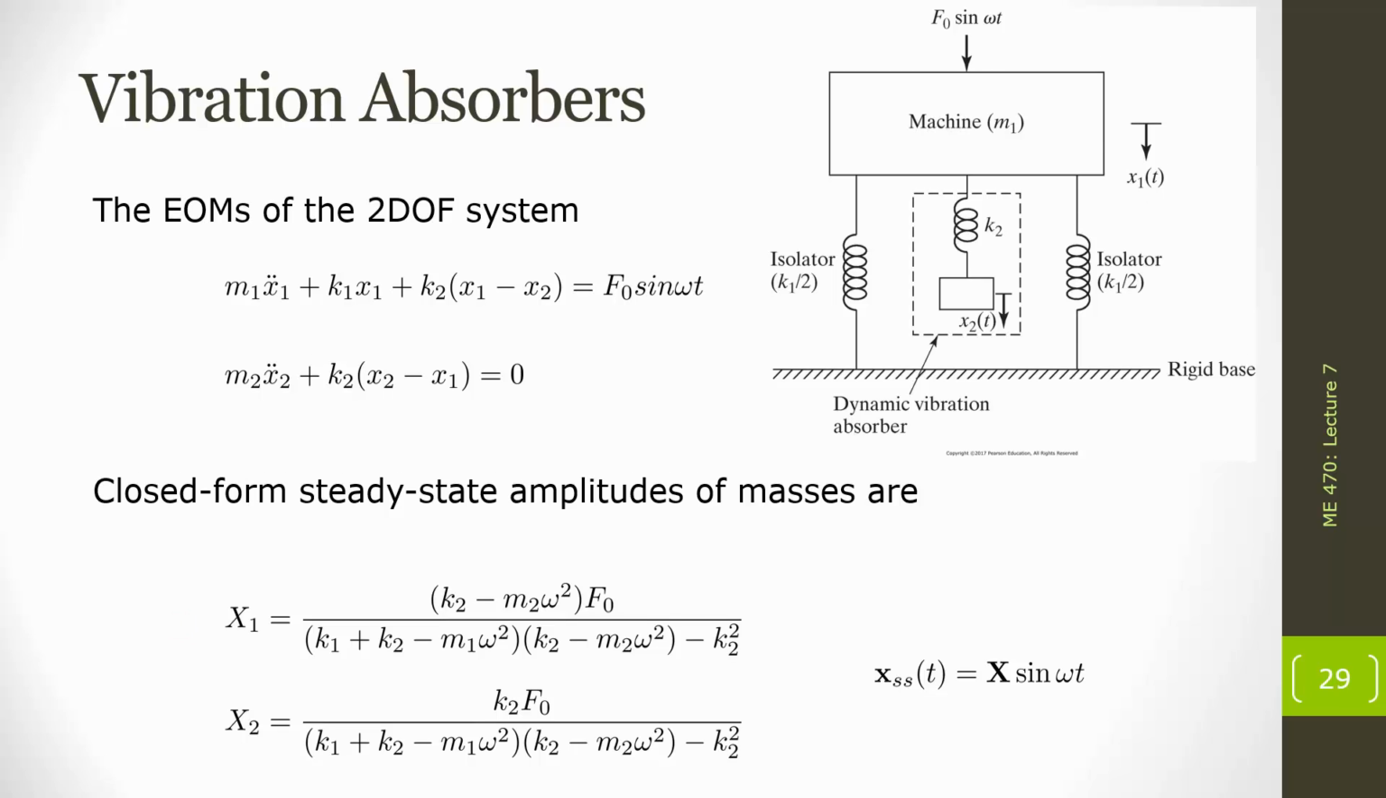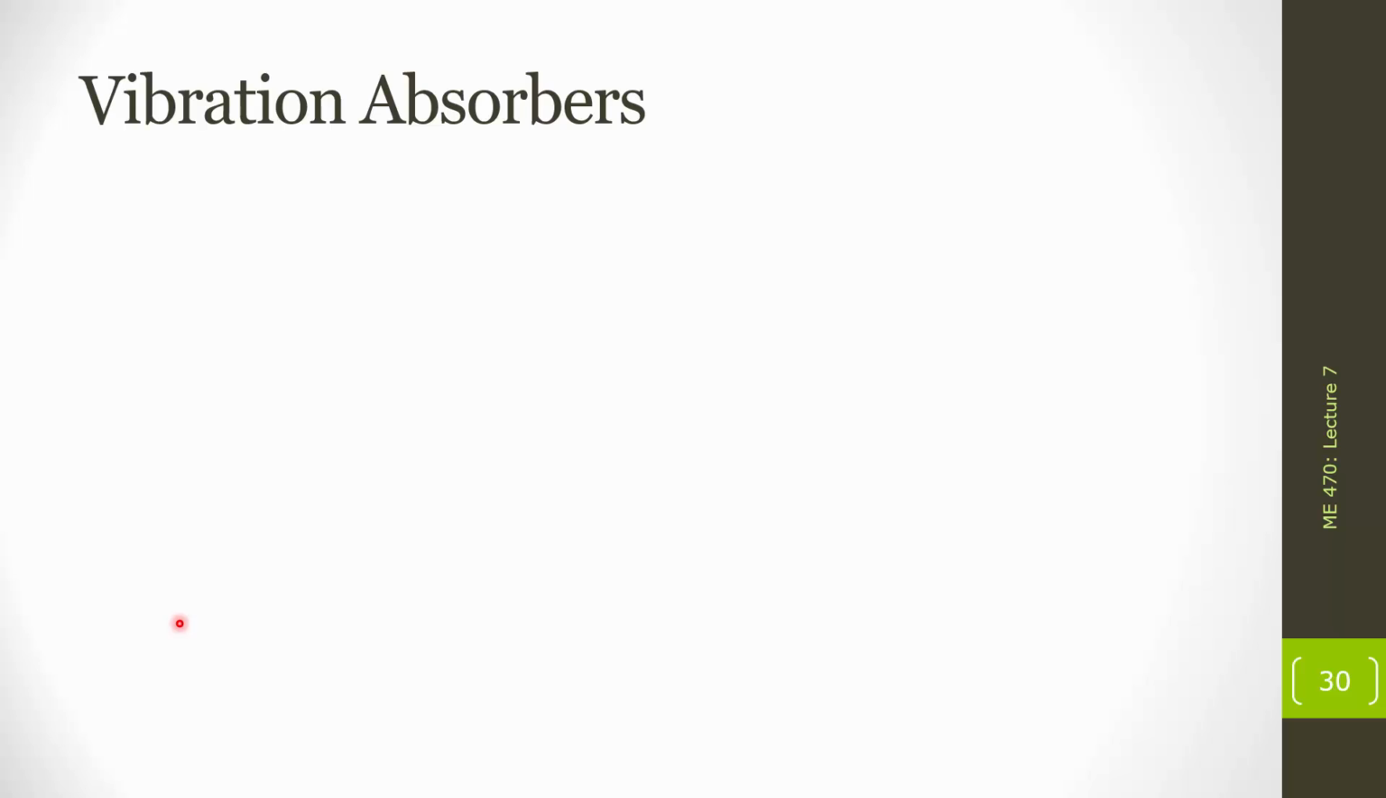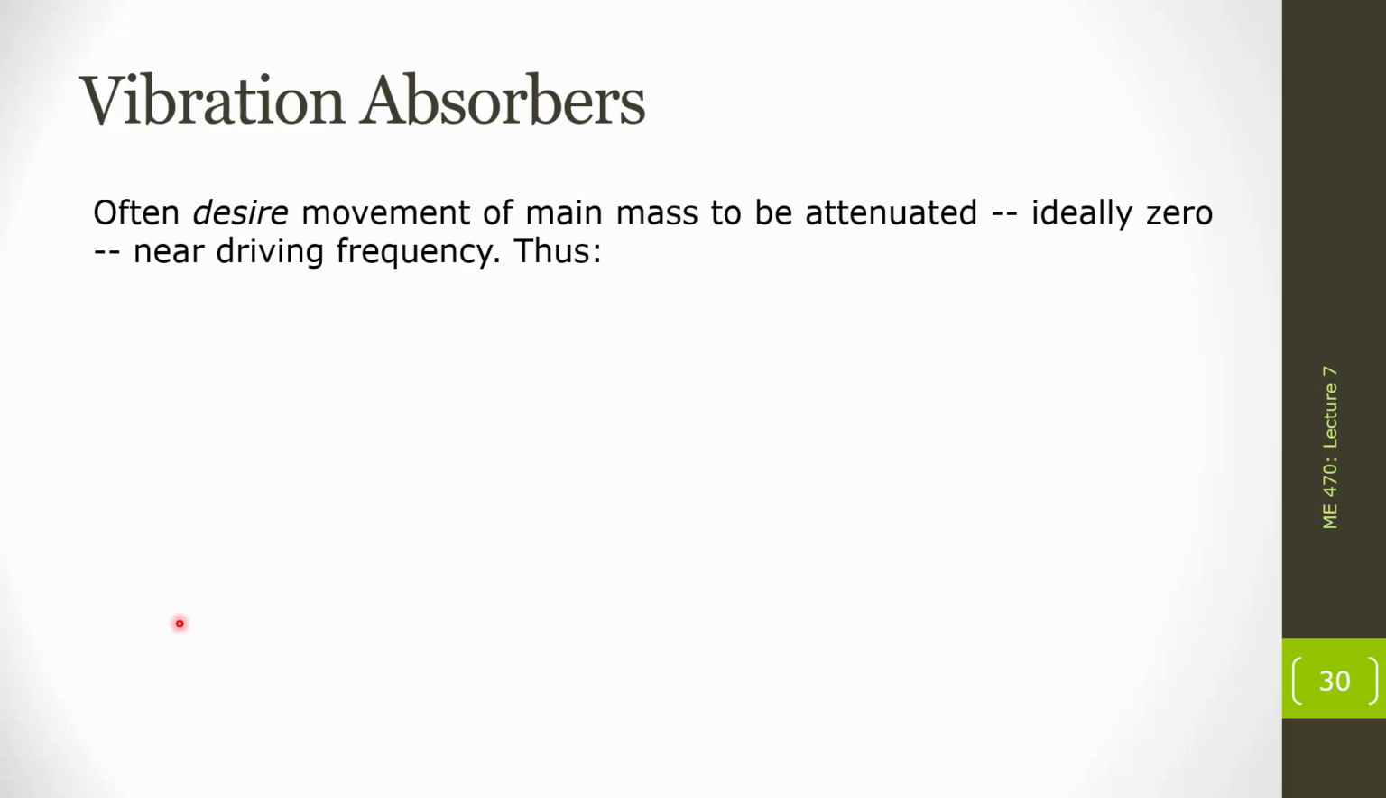Well, the idea here is that really what we are trying to minimize is the motion of that main mass, M1, that originally 1 degree of freedom system that we thought was going to experience a large amplitude of oscillation when the driving frequency, the driving function, was applied to it. So by adding the vibration absorber, our hope is that the amplitude of its oscillation is now much smaller. And ideally, it would be 0.